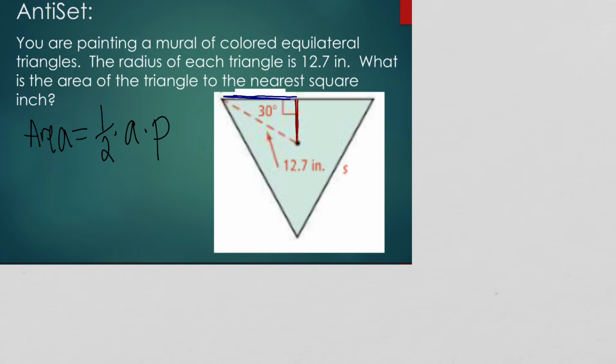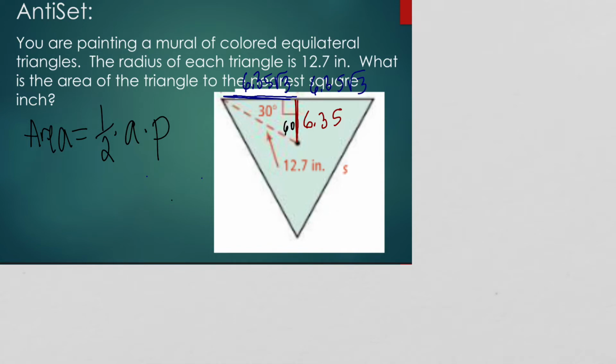So this is a 30, 60, 90 triangle. So we're given the hypotenuse. If we take 12.7 and divide it in half, we get the side opposite the 30-degree angle, and that would be 6.35. And then this side length up here, opposite the 60-degree angle, is 6.35 root 3. Now, if you notice, we have 6.35 root 3 also over here.